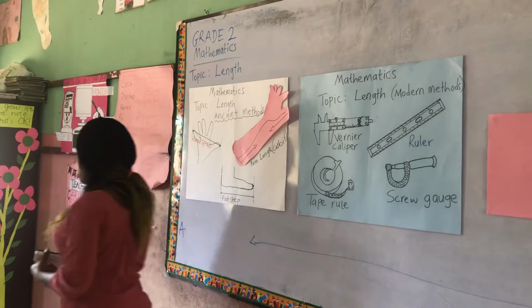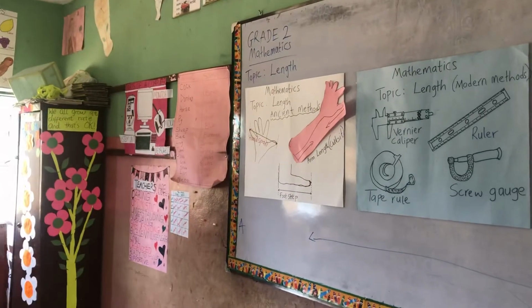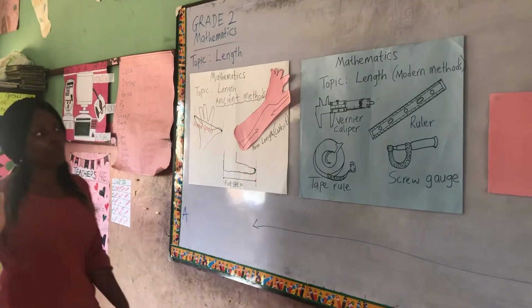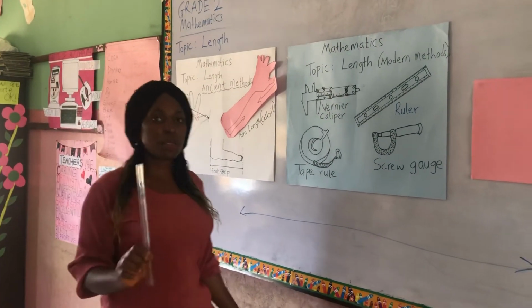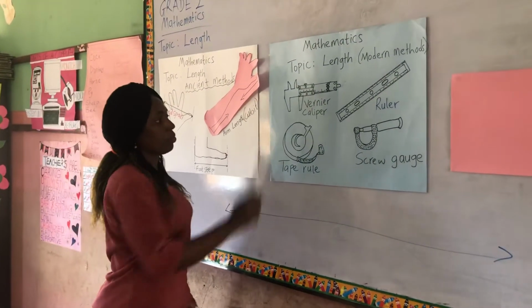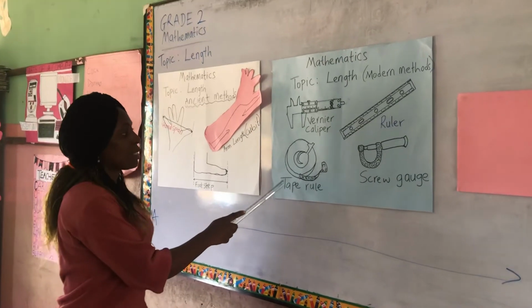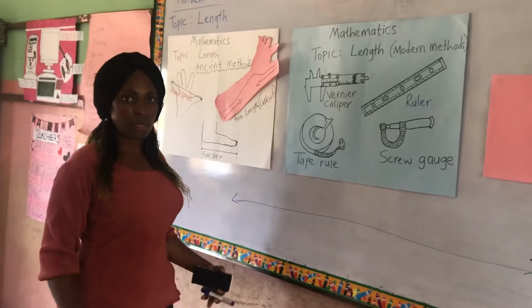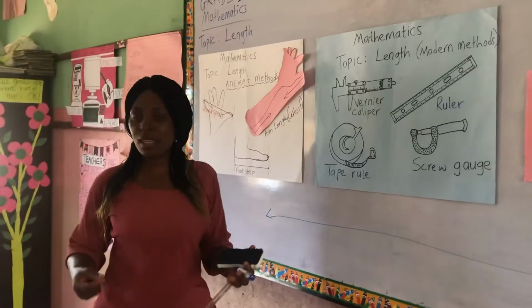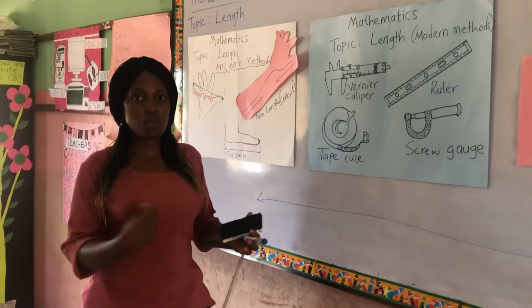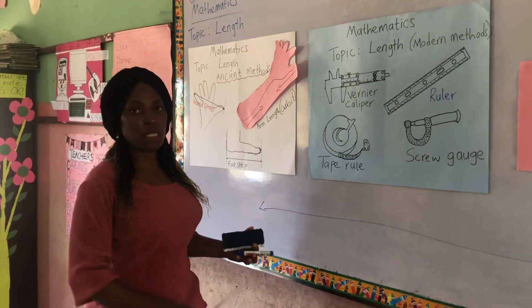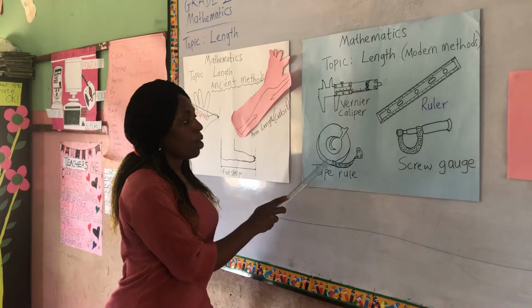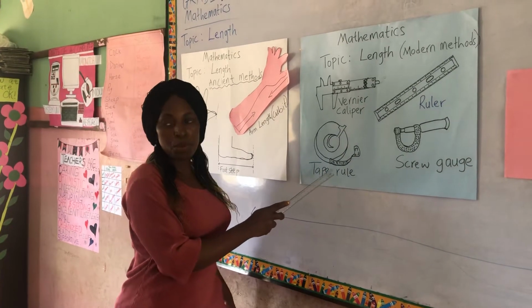We all know what a ruler is, right? And I'm sure most of you have your ruler with you. You use the ruler to measure length. That's a picture of what you see here. We also have the tape rule. When you go to make a new dress, the tailor will bring out his tape to begin to measure different parts of your body, the length around different parts of your body. What they use is called tape rule.